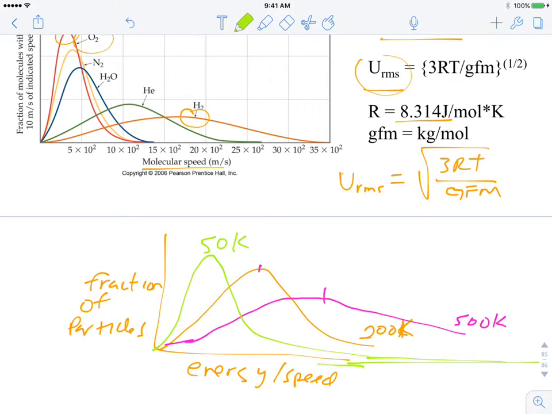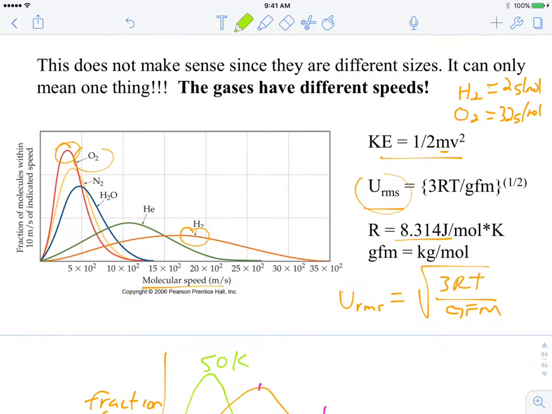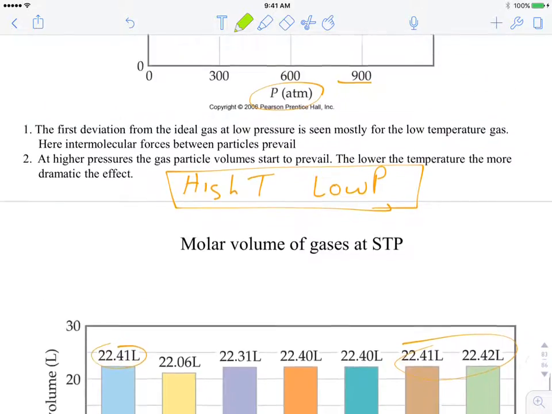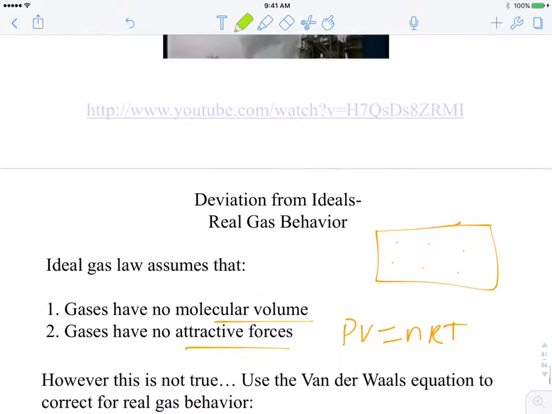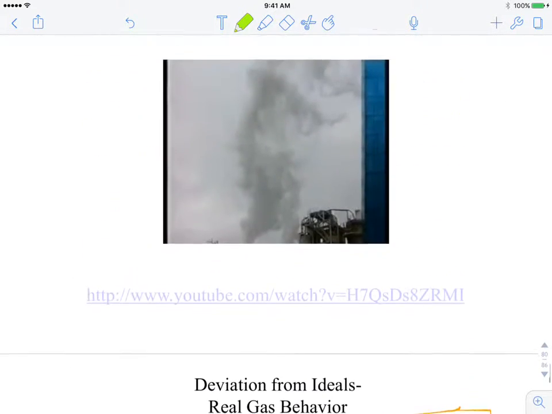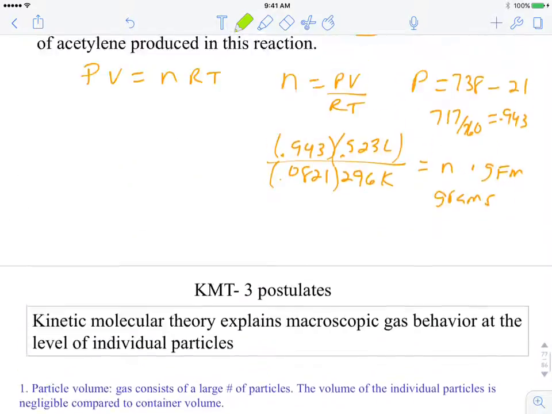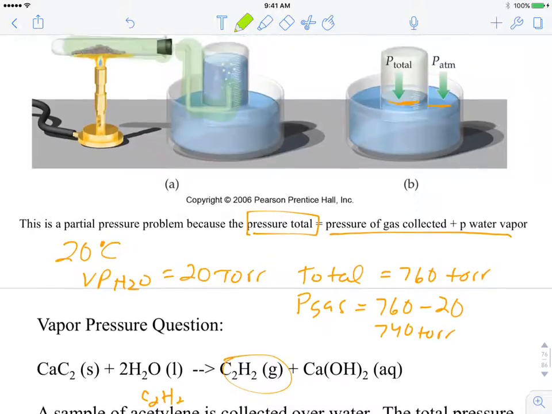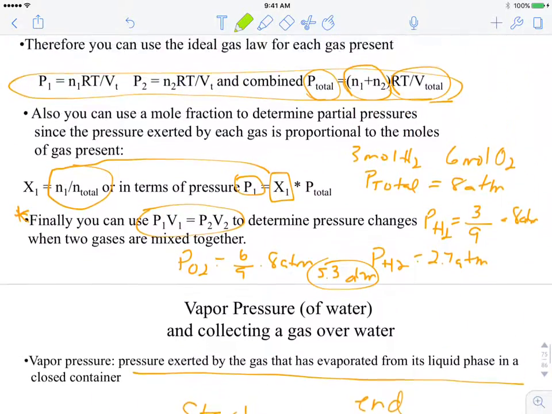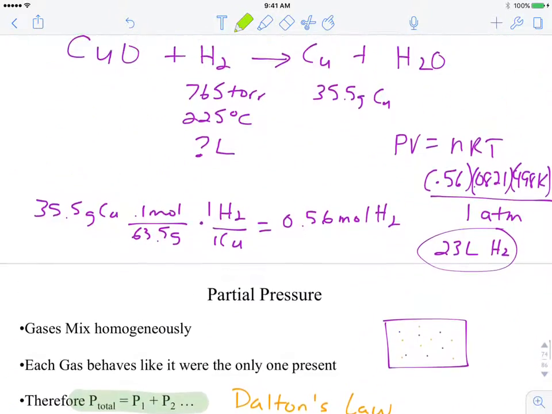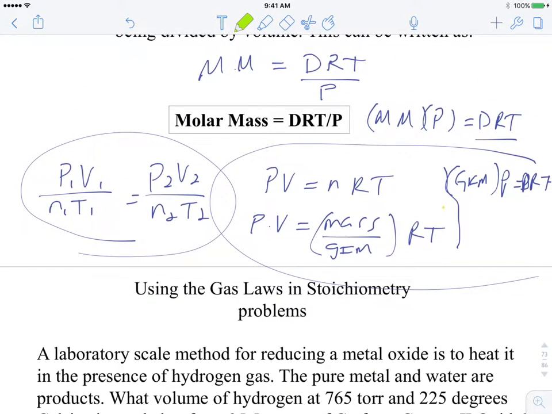All right, so that's gases. I know I rushed here at the end. Tomorrow in class, we'll clean some of this up. I'll do some of the root mean square calculations with you. I will also go over how to do some more diffusion and effusion questions. And I will also talk to you more about vapor pressure, collecting gases over water, and partial pressure. We'll practice problems on all of this stuff.